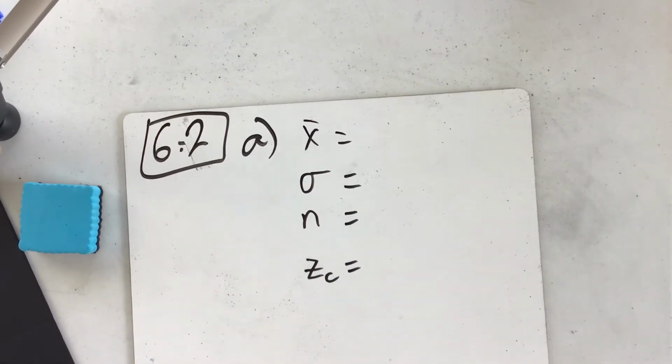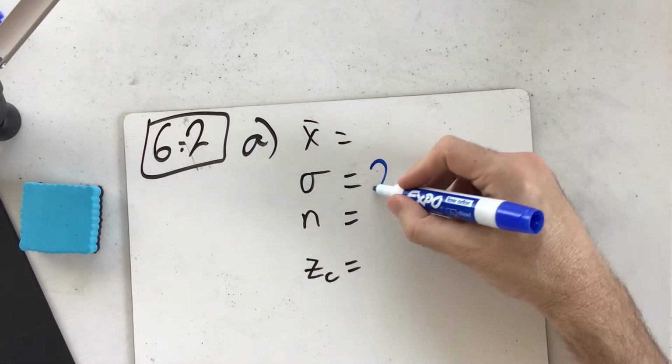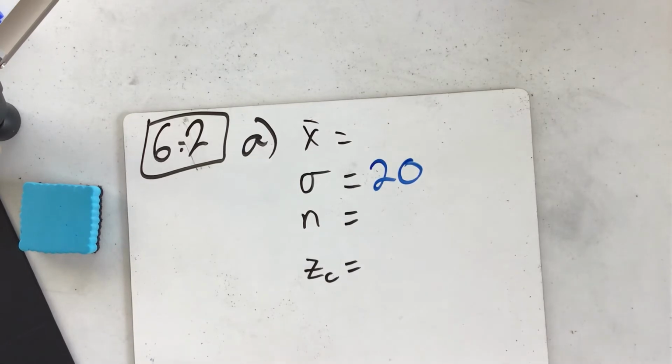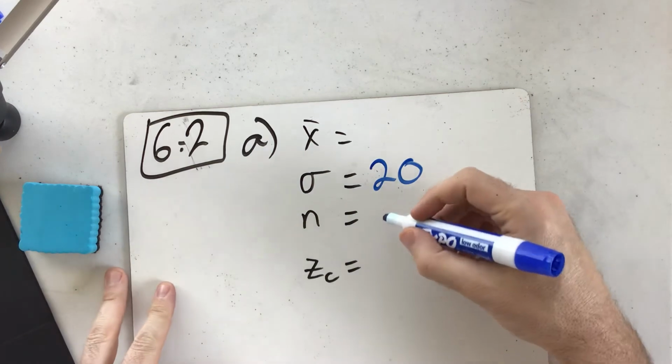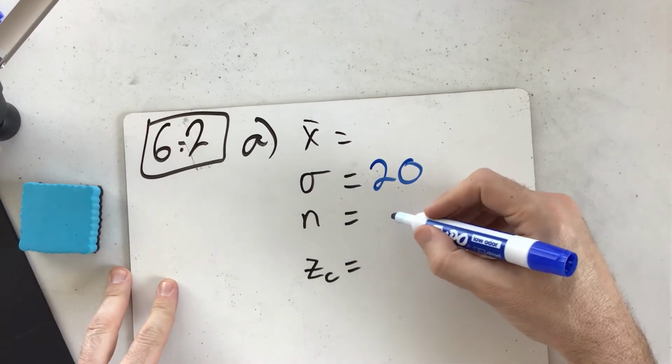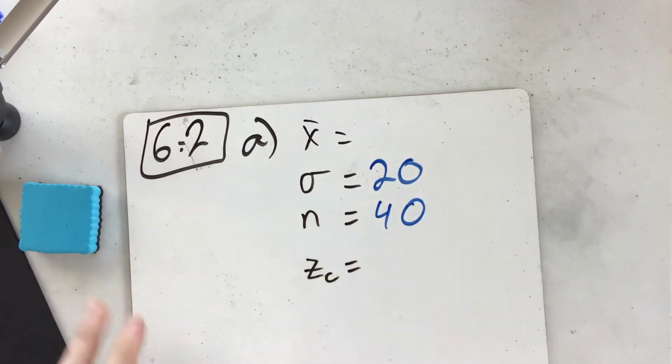So if you read carefully, it says the members have a standard deviation of 20 pounds. So that means this standard deviation is 20 right here. It said 40 individuals. That's how many individuals. N always tells us how many people we studied: how many people, items, things. N is the size of our sample. And so that means N is 40 in this problem.